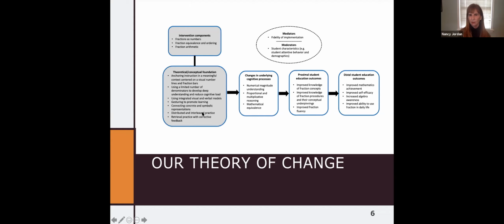Our foundation was based on the principles of the science of learning. So you could see those listed there, things like gesturing to promote learning, integrating visual and verbal models, and of course, lots of distributed and interleaved practice. We felt like we wanted to change in terms of the underlying cognitive processes, basically numerical magnitude understanding, among other things. Proximal student outcome would be improved fraction knowledge.